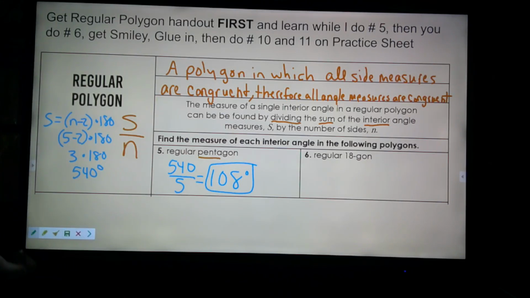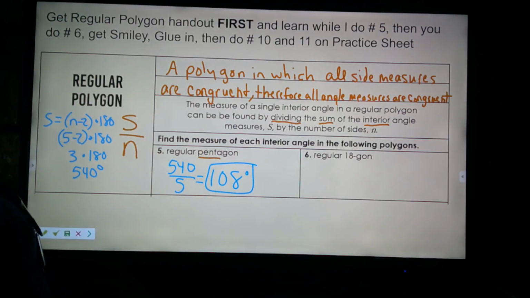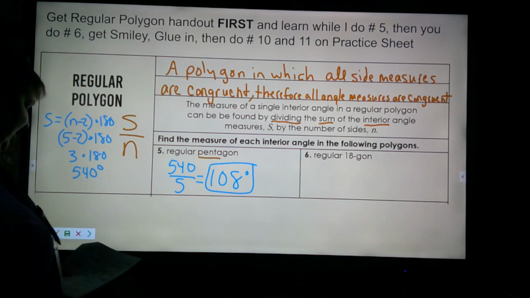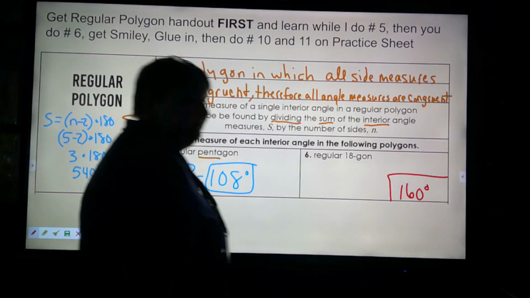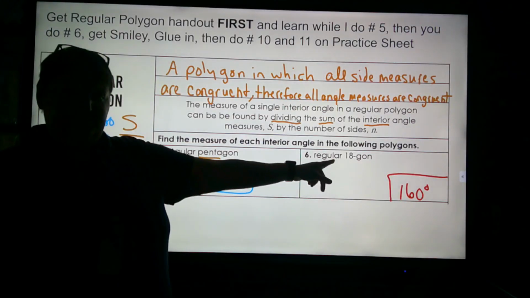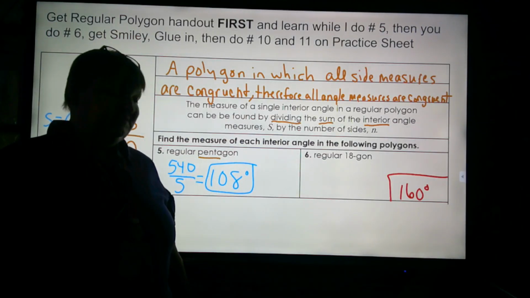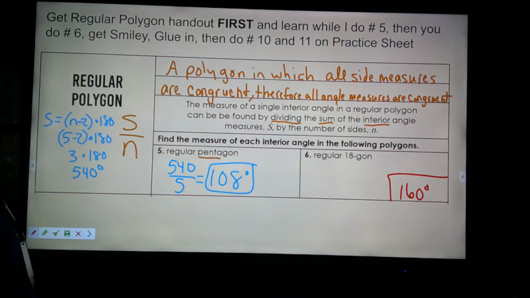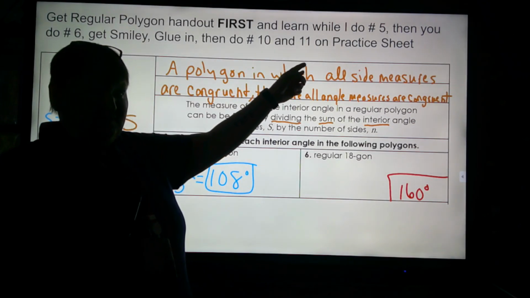Perfect. All right, so I do 5, then you do 6. You should end up with 160 degrees. If you didn't, figure out what you did wrong. But in order to get your smiley, you have to be able to show your work. You have to be able to explain why this is 160 degrees. Good? All right. Smiley, glue in, do 10 and 11 on your practice sheet. And then come back to the video.